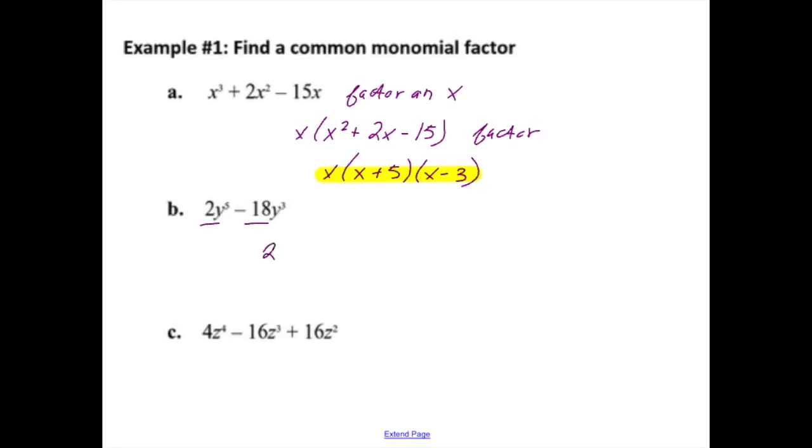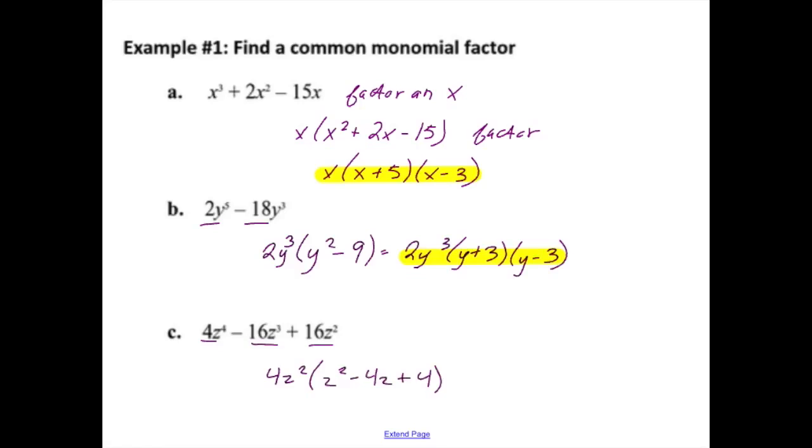Part B, again, I'm going to factor out a common monomial, which just means I'm going to factor out the 2y cubed. And what I'm left with is y squared minus 9. And that, of course, is a difference of two squares. So I can pull out a y plus 3 and a y minus 3 to factor that down to its basic level. Example C also lets me factor out a common monomial, which is 4z squared. And then, of course, there is a perfect square within that: z squared minus 4z plus 4, which is z minus 2 squared.